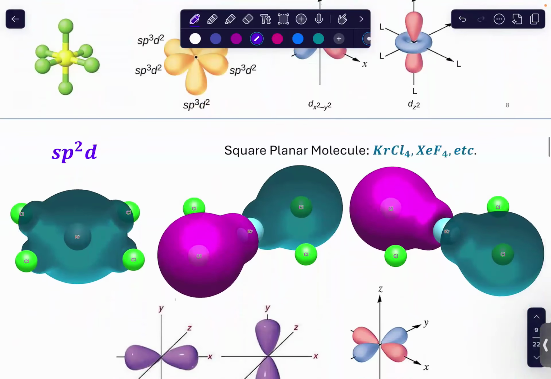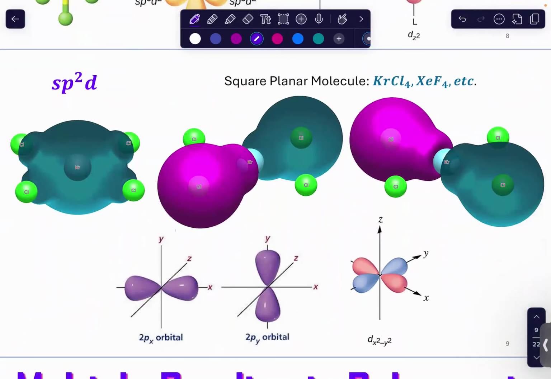Now here's one we didn't cover in Gen Chem, sp2d. This one is for your standard square planar molecule. The one we predominantly studied in Gen Chem was xenon F4. I made this one off krypton tetrachloride.